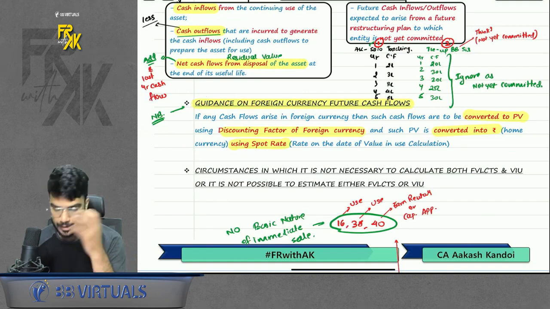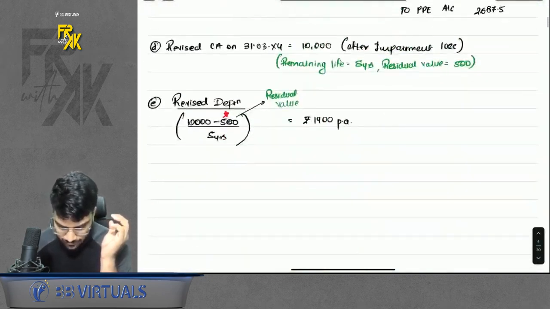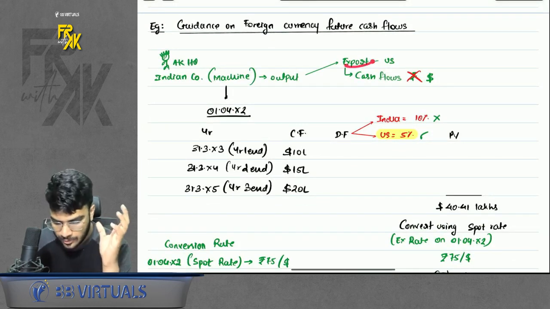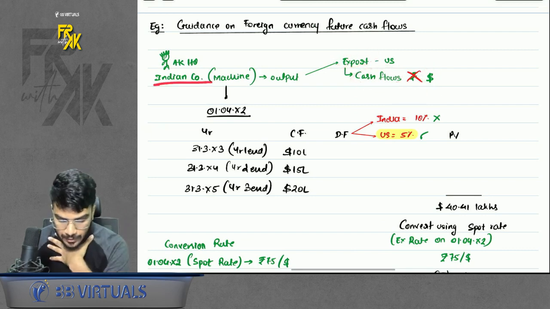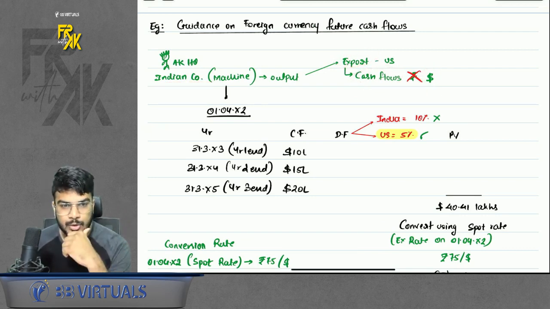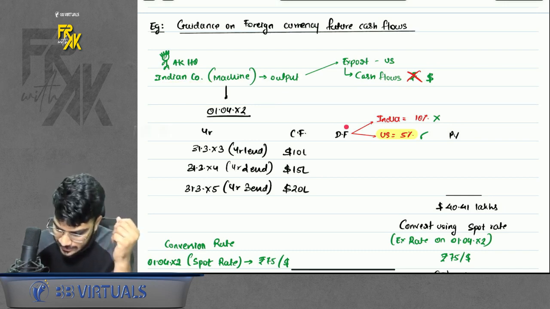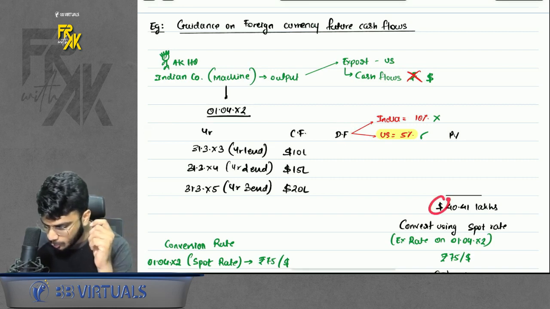What is the meaning of this? Let's say, for example, you are using the machine. I have an illustration here. Let's say you are using a machine, but the output you are generating is exported. So the cash flows also you are getting in dollars. But I am an Indian company. I want the value in use in rupees. So how do I convert it now? There are two key decisions to be taken here. First, discounting factor, which country to be taken, and how to convert from dollars into rupees at which rate, right?